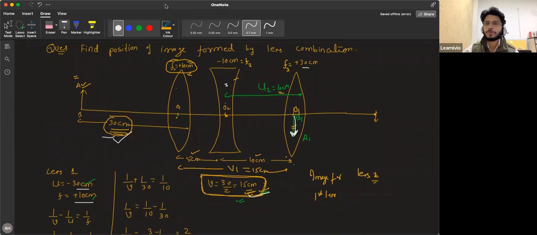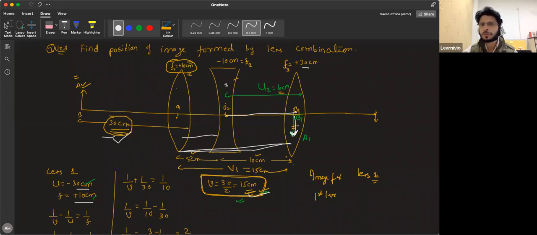So Hishma, what is the object distance for the second lens? Akshay, what is the object distance for the second lens? Negative 15. No, see, from here to here it's 15, okay? And here to here it's 5. Then how much is this distance? How much is left? 10. 10.